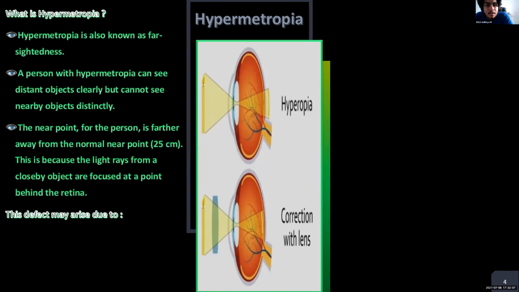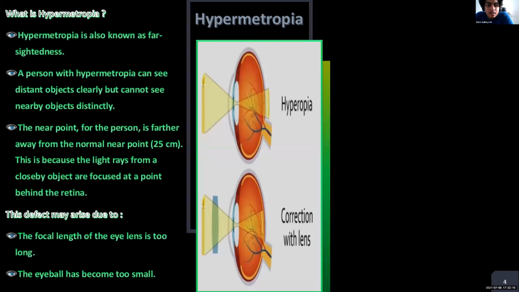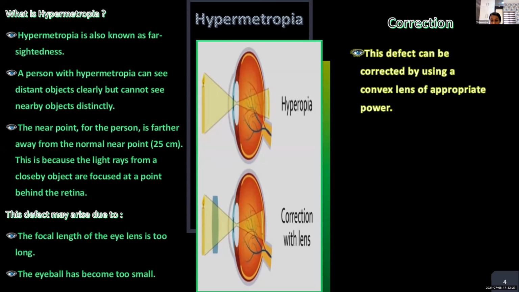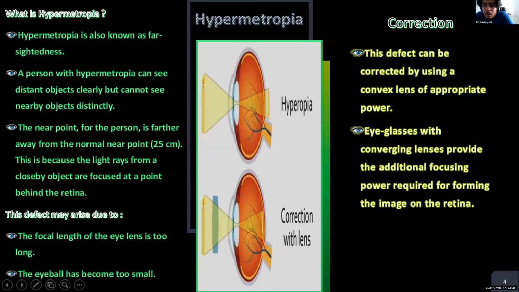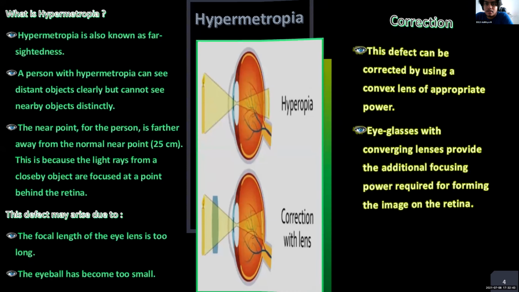This defect may arise because the focal length of the eye is too long and the eyeball has become too small. So how can we correct this kind of defect? Convex lens. Yeah, this defect can be corrected using a convex lens. Eyeglasses with converging lenses provide the additional focusing power required for forming the image on the retina.